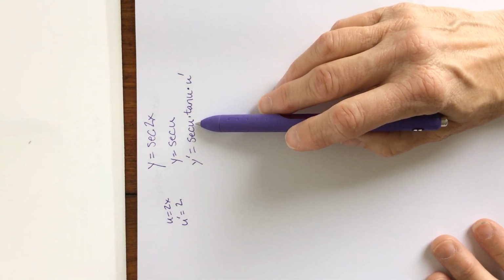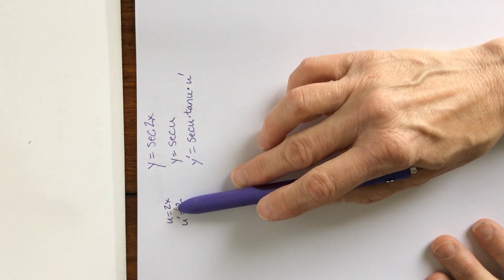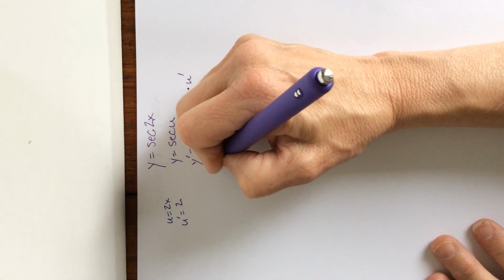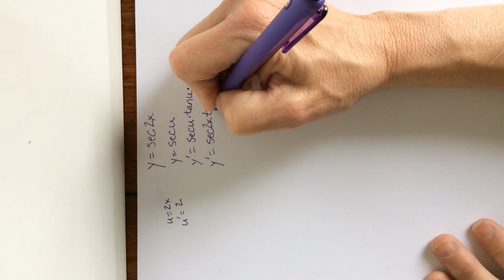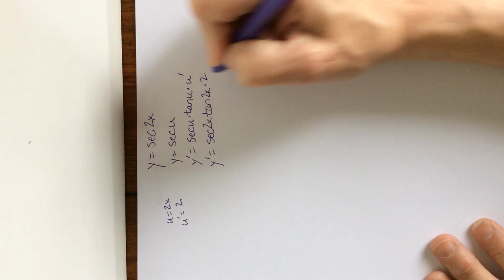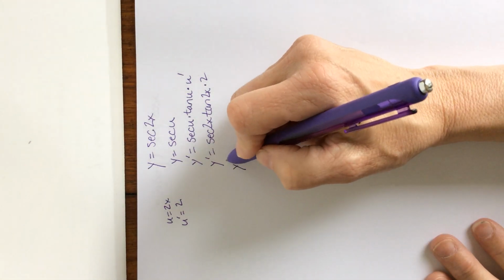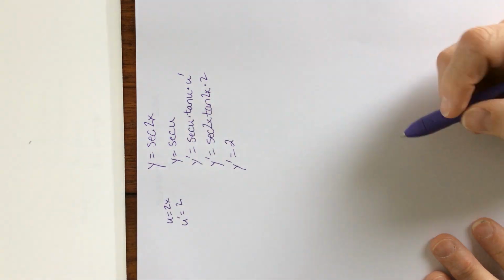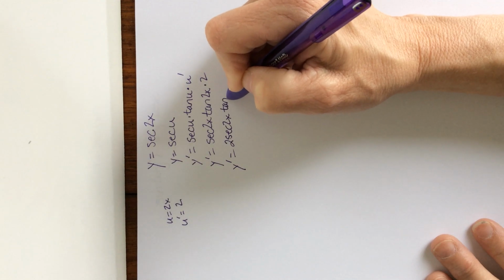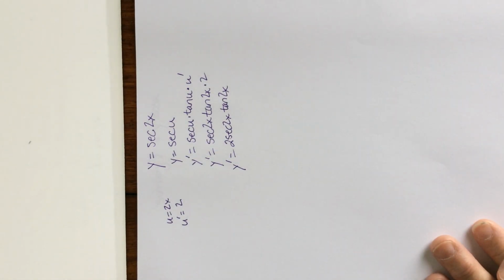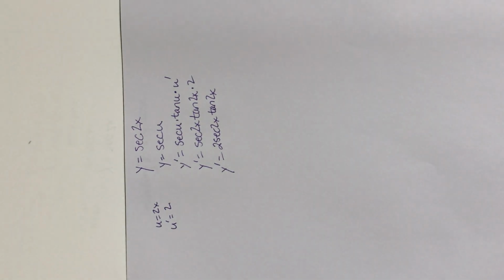And so now let's just go back in and replace u with 2x, u prime with 2, and we end up with secant of 2x times tangent of 2x times 2, and y prime, if I just pull the 2 in the front to make it the coefficient, that would be 2 secant of 2x times tangent of 2x. So hopefully that gives you a little practice just working with finding derivatives involving trig functions.